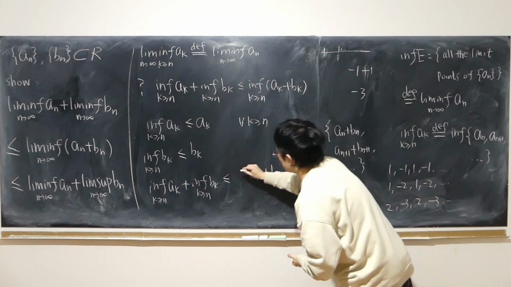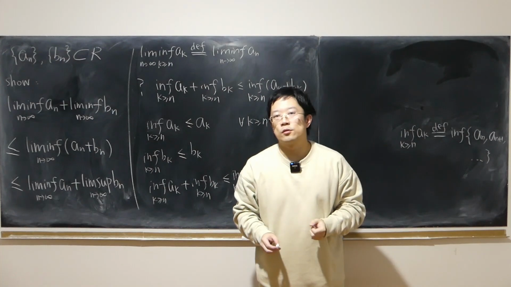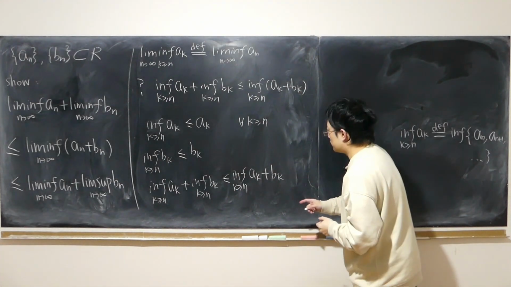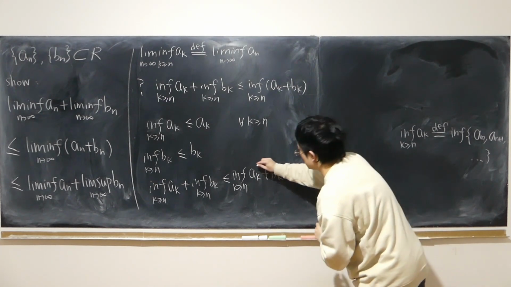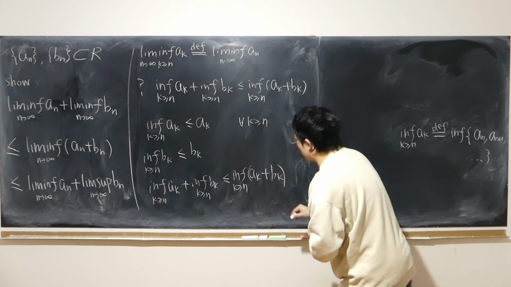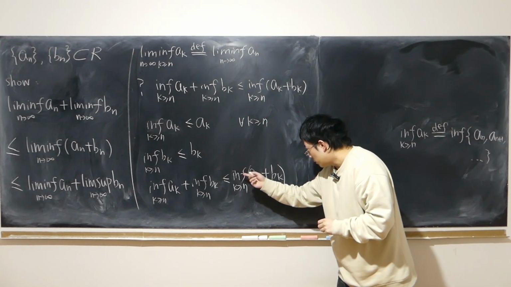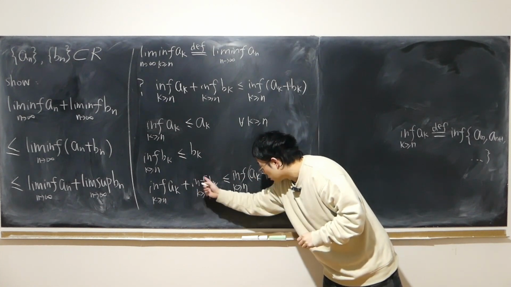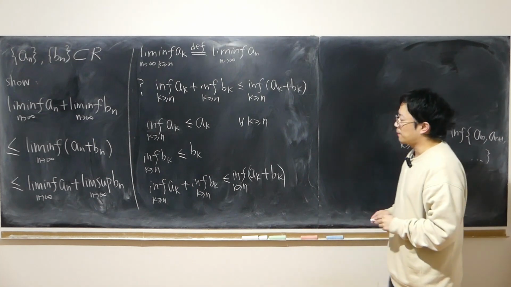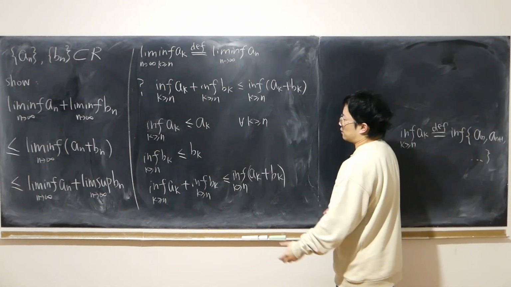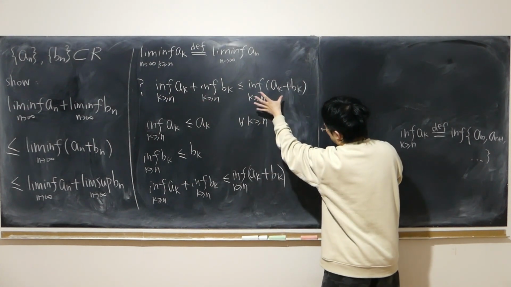So take the infimum. So far, what I've done, I've just done this on the right-hand side. I take AK plus BK as a whole unit, a whole entity. Then I take the infimum. Of course, infimum is the biggest lower bound. This is a lower bound. So the biggest lower bound is bigger than any other lower bound, right? So this is automatically true. Like I said, I've proven this inequality, right?